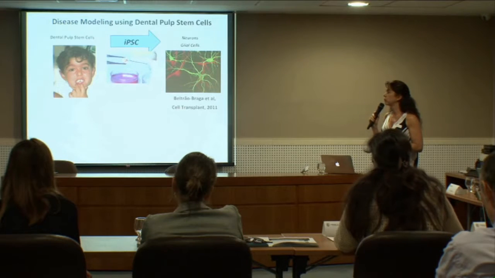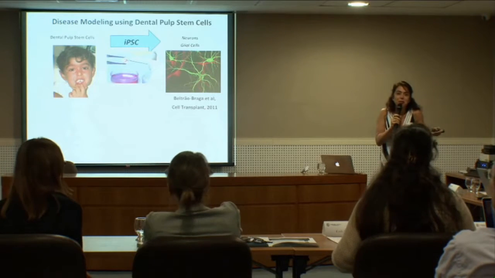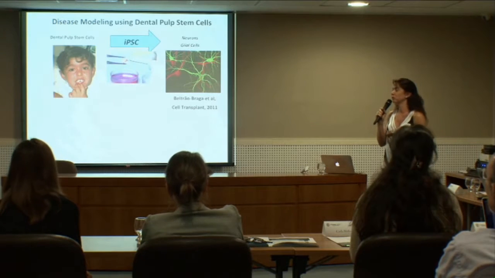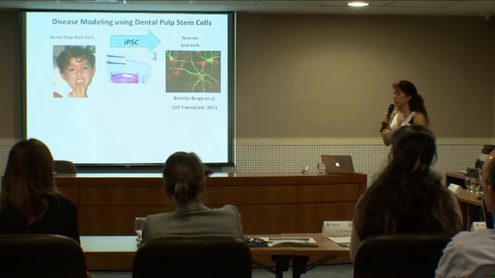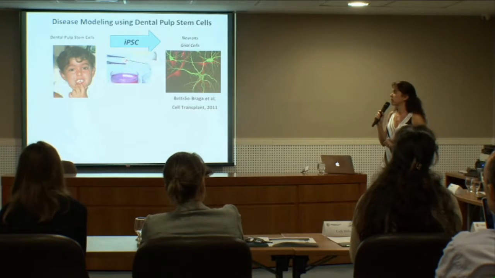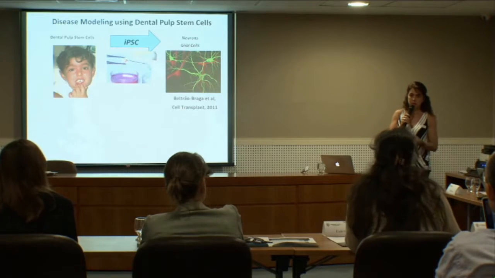The dentist can remove the tooth, but we don't do that, though it's possible if you want. We just wait until the teeth fall out, and then we remove the pulp, and then we reprogram the cells, and we could make very good neurons and astrocytes and whatever.